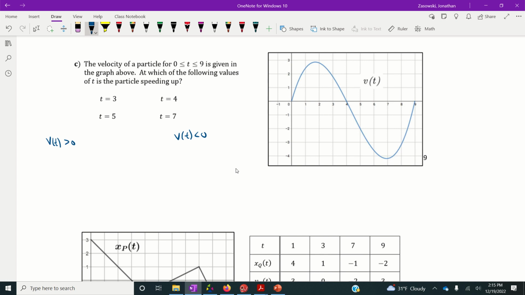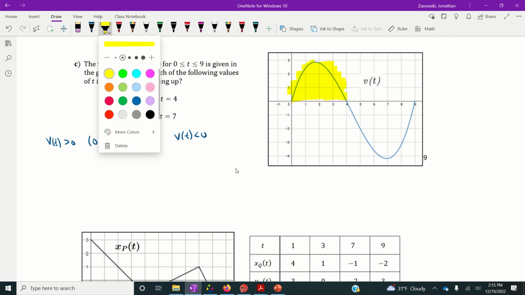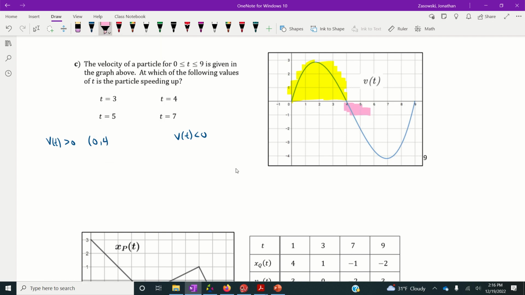So where is v of t greater than 0? It's greater than 0 anywhere here that we are above the x-axis. So all that spots from 0 to 4, essentially. And when is it less than 0? Is when this graph, because it's v of t, okay, is below the x-axis. So all the way down here from 0, or I should say from 4 to 9.